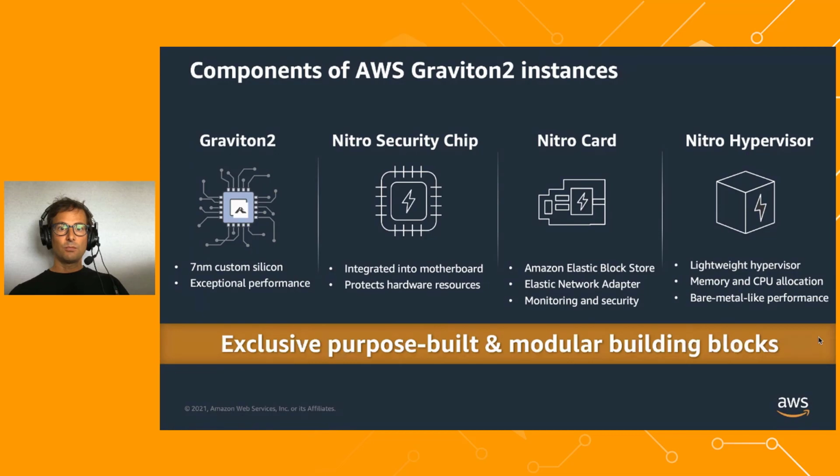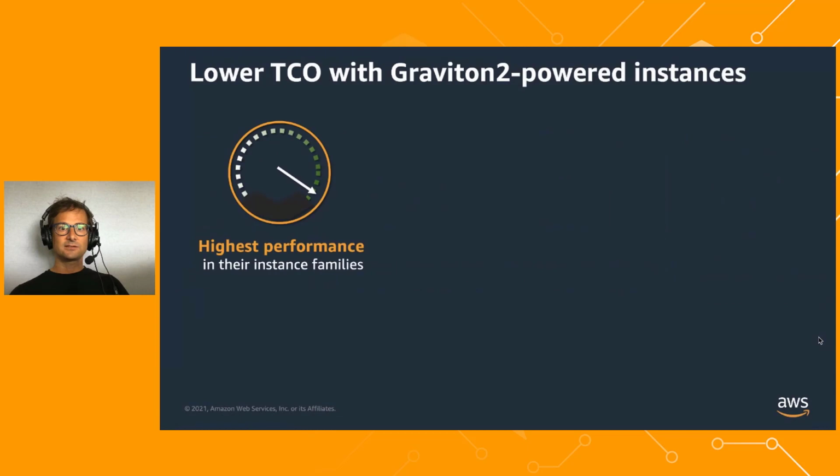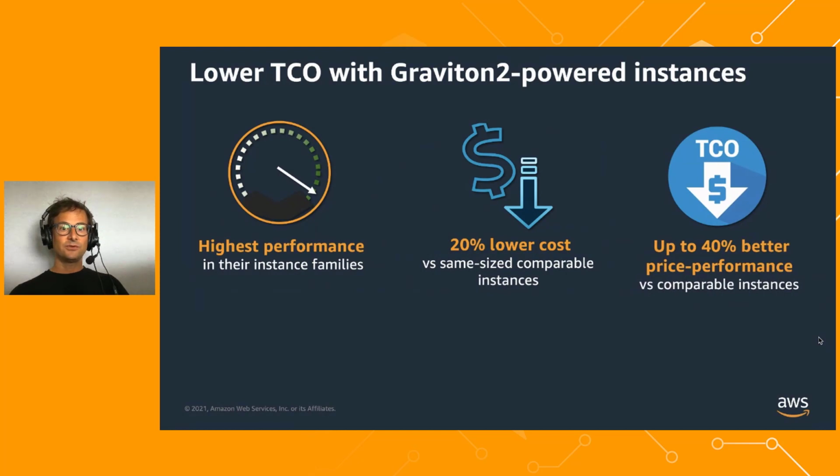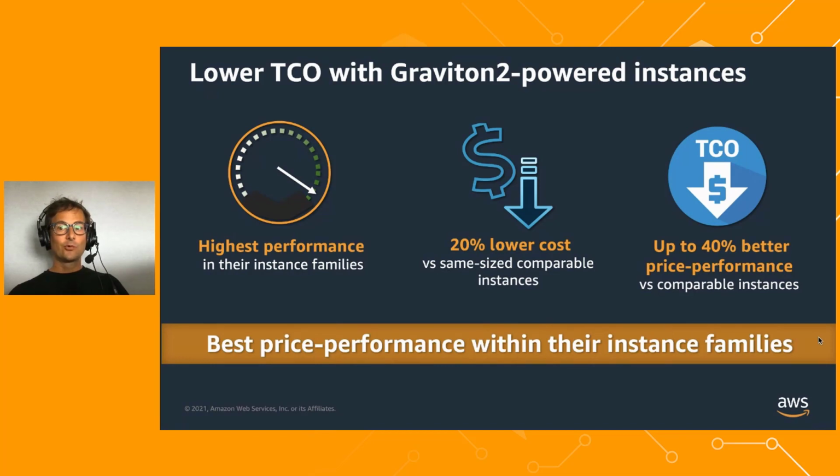Those super modular components are what allows AWS to rapidly iterate and release new instances like the Graviton2-based instances. With the Graviton2 powered instances, you get access to the highest performance in their instance family. They're 20% lower cost compared to same-sized comparable instances, and they are up to 40% better from a price performance standpoint.